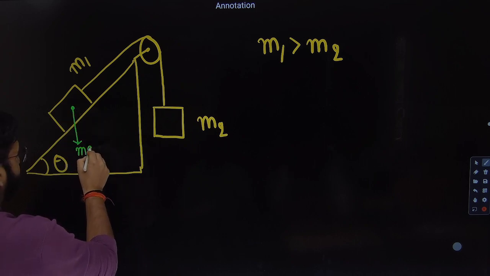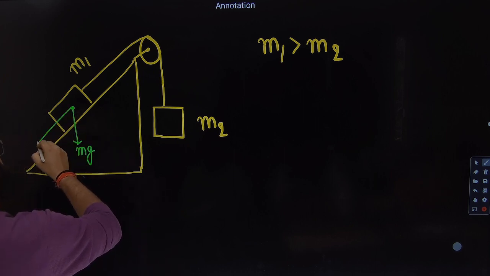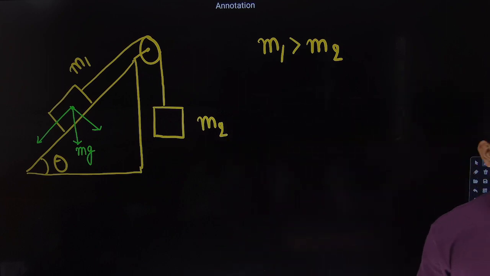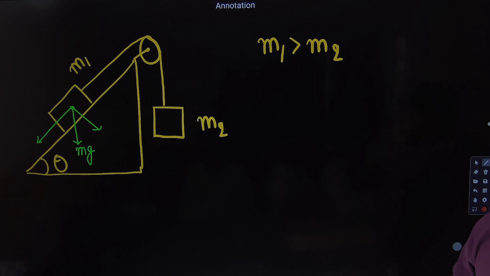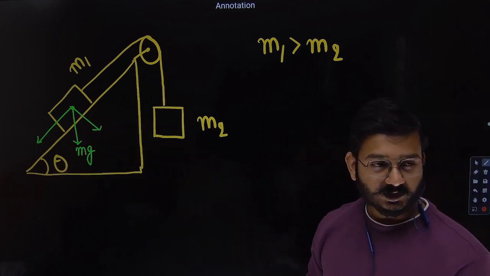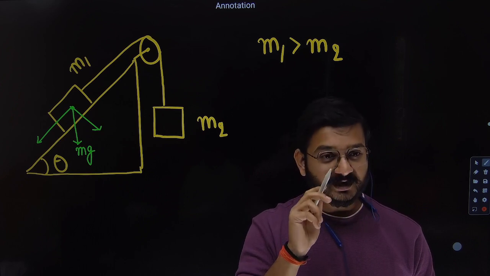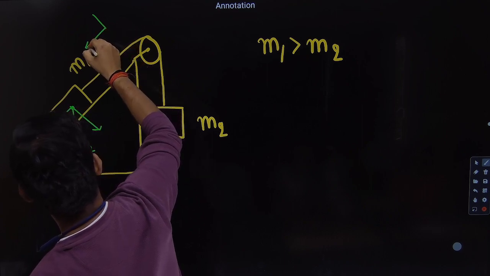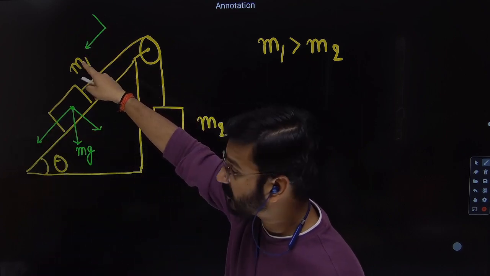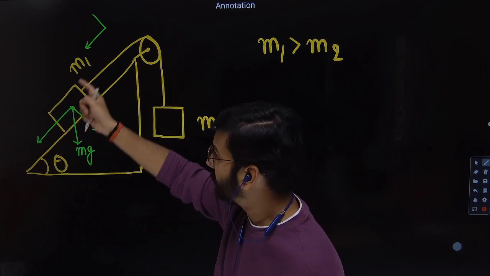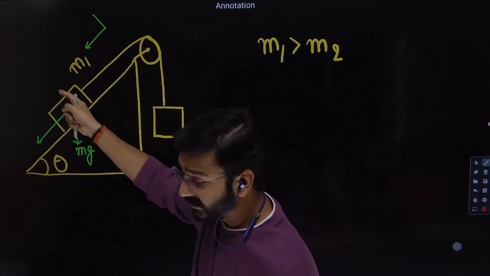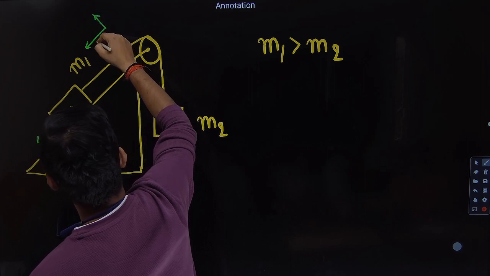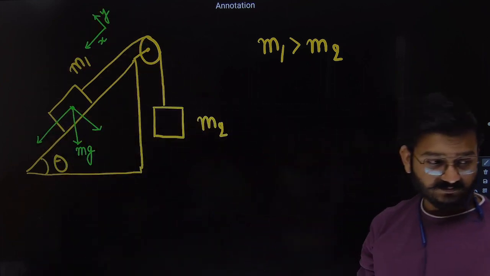So what is the force which acts in the downward direction? mg. Two components: one along the inclined plane, one perpendicular to the plane. Whenever you have an inclined plane, our Cartesian plane changes. Listen to me carefully. Whatever is down the inclined plane is positive x-axis. Whatever is perpendicular to the inclined plane is positive y-axis. This is my x and y axis, only for the inclined plane.